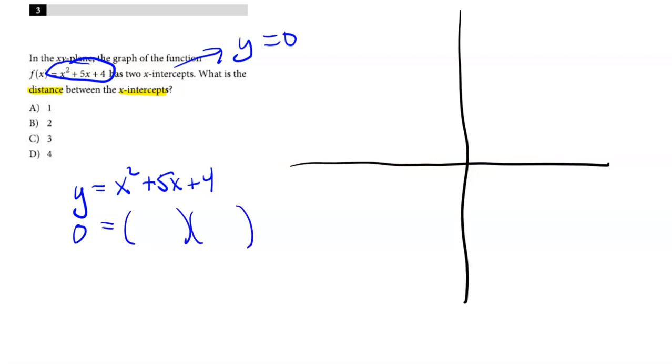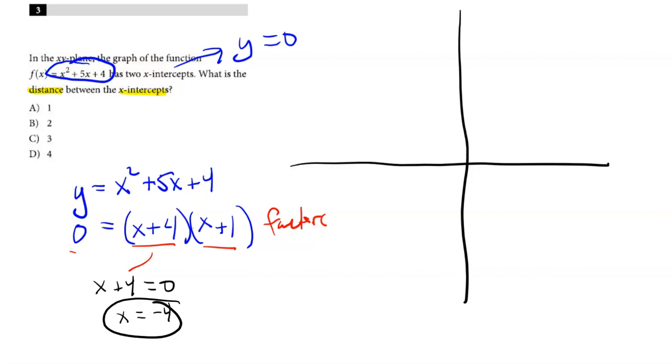So what I need to do is find two numbers that multiply to make 4 and add to make 5. So the two numbers, I think, are 4 and 1, and both positive. All right, these numbers right here are called factors. And once you lock down the factors, if something times something equals 0, one of these two has to be equal to 0. So you solve the two cases: x plus 4 equals 0 when x is -4. And on this side, x plus 1 is going to be 0.